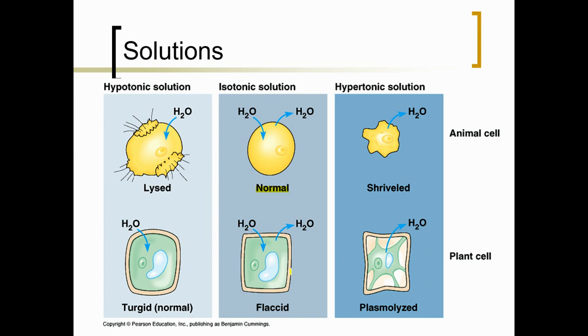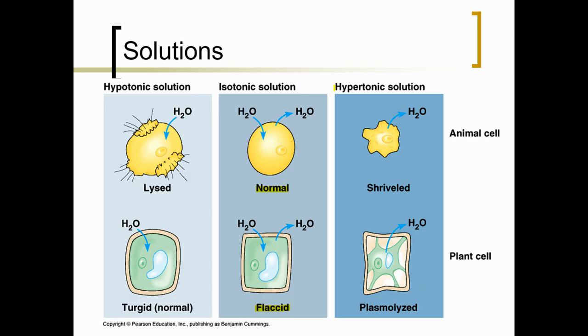Now I do want to point out it's a little bit different for plant cells. We'll talk about that here in a minute. This is not necessarily the best state for a plant. Flaccid means kind of limp. It's not hurt in any way, but this is not necessarily a perky plant. So we'll look at that here in a minute.